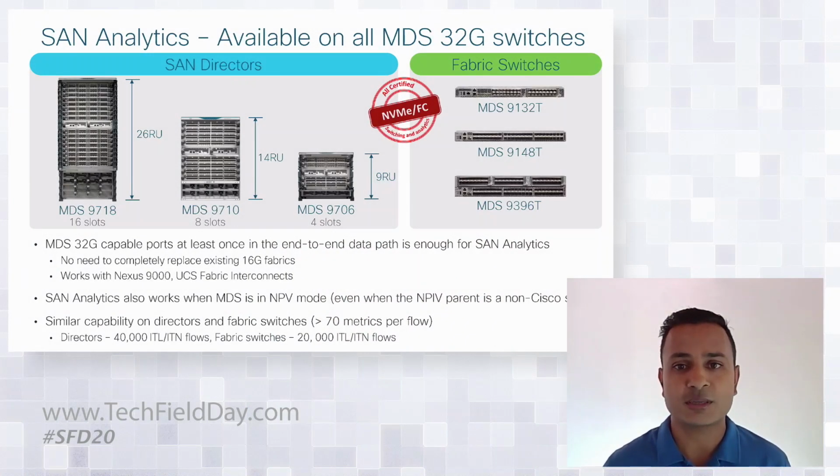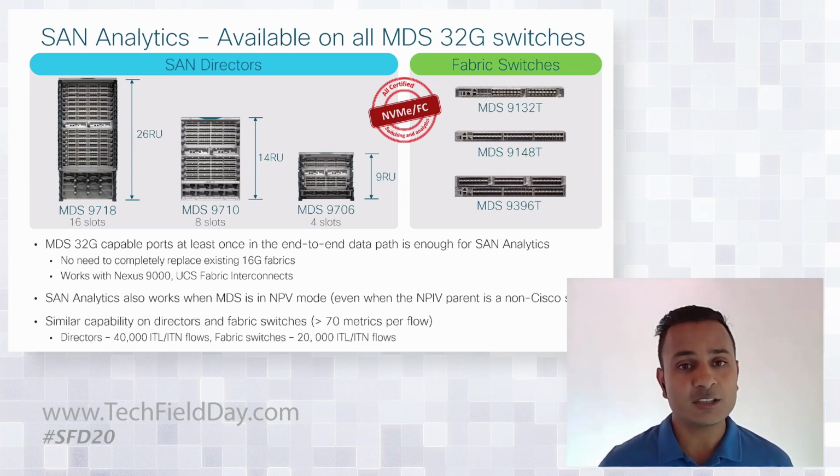Sure. So the point that I was saying, even though we support this capability in the 32 gig products only, but guess what? We need a 32 gig capable port at least once in the end-to-end data path. That means we can make it work with older generation switches too, so our customers need not rip and replace. That's a constant complaint that new features are only part of the new products, and customers are not going to upgrade overnight, right? So that's one of the key benefits.